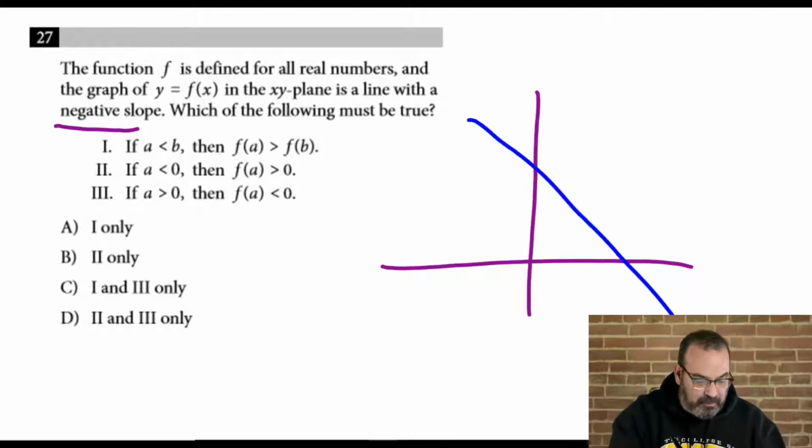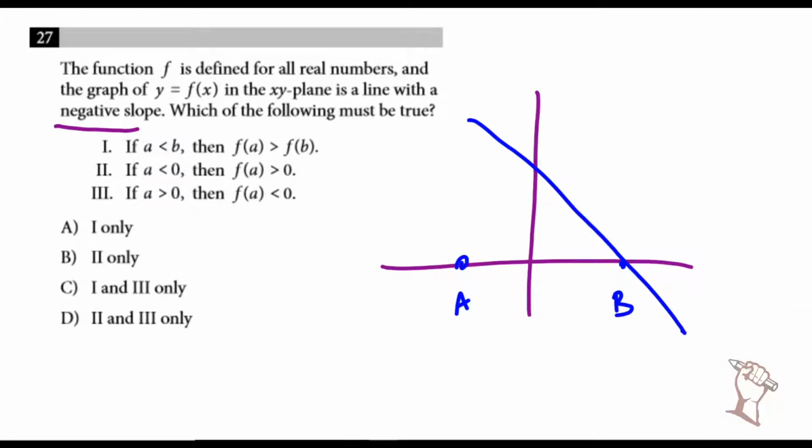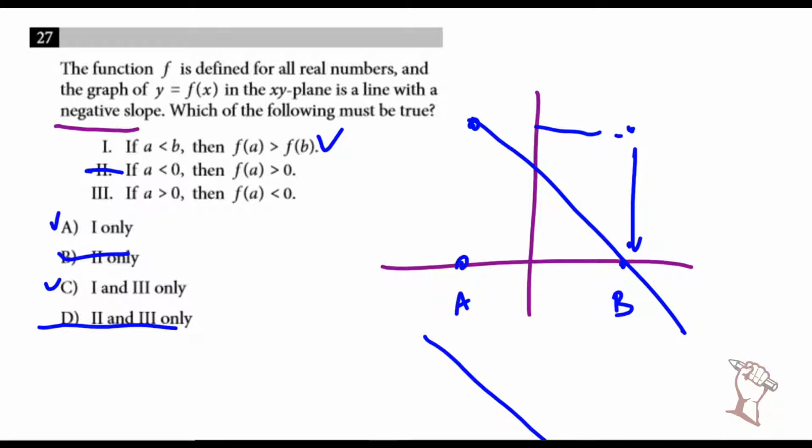Here's a negative slope. Let's make this a and this b. If a is less than b, then the function of a is greater than the function of b. That's right. If a is less than 0, then the function of a is greater than 0? No, it could be down here. That's not true. So 2 only, no. Yeah, 1. All right, let's check 3. We have to check 3, sorry.